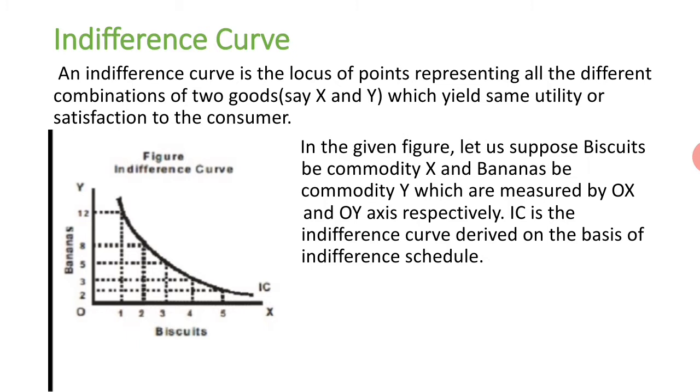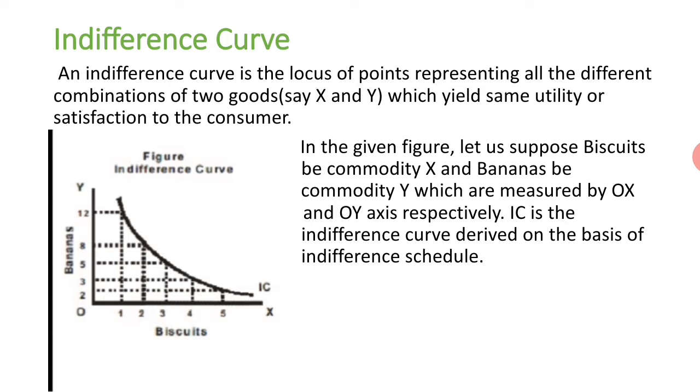And our second topic is indifference curve. An indifference curve is the locus of points representing all the different combinations of two goods, say X and Y, which yield the same level of utility or satisfaction to the consumer. Obviously, different points A, B, C, D, E on the indifference curve indicate different combinations of two goods, but all these combinations are of equal significance to the consumer because they give the same level of satisfaction to the consumer.